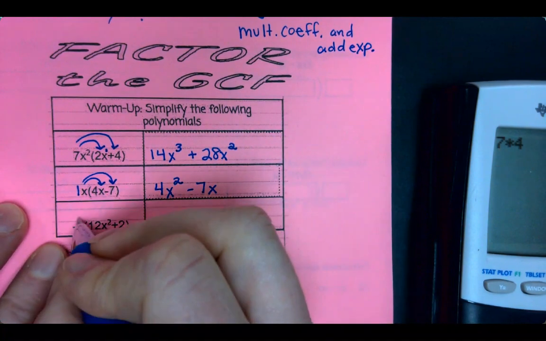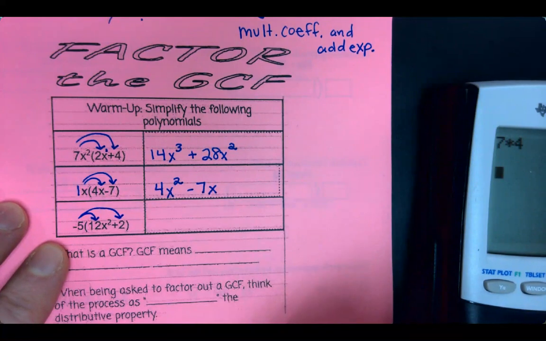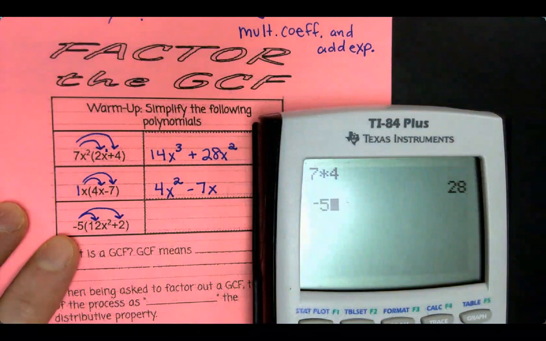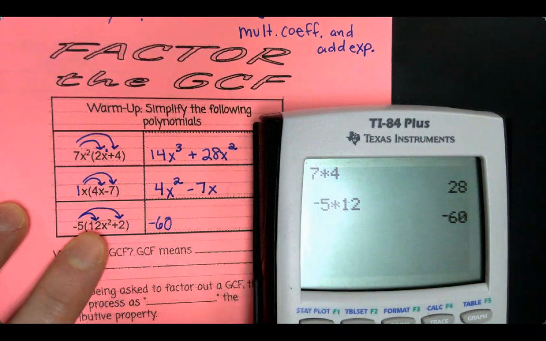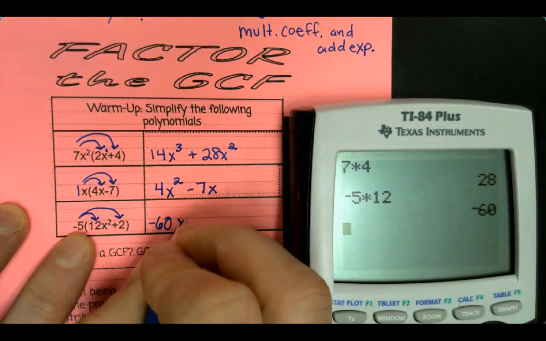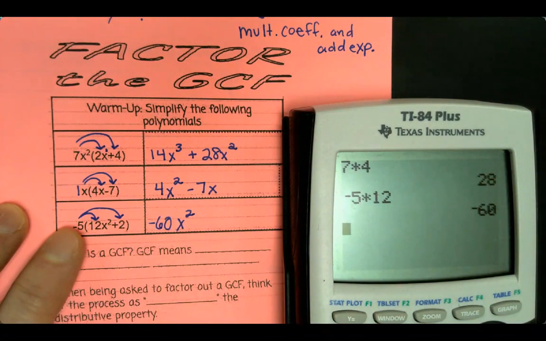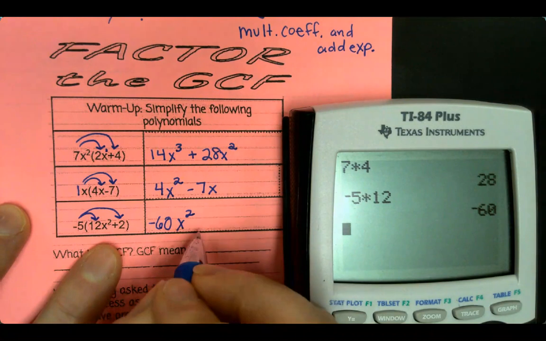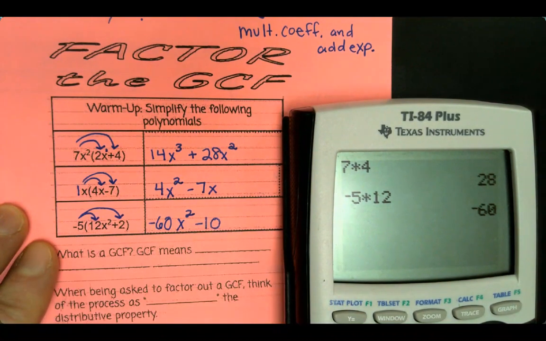Okay, next one, negative 5 distributed inside all of those terms. Negative 5 times 12. Negative 60. And we don't have any variables outside, so we're just going to keep our same x squared there. And then negative 5 times a positive 2, minus 10. Yep.